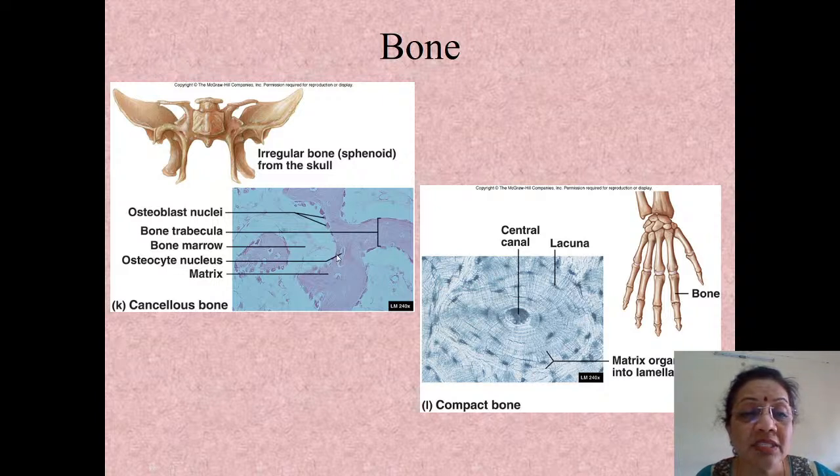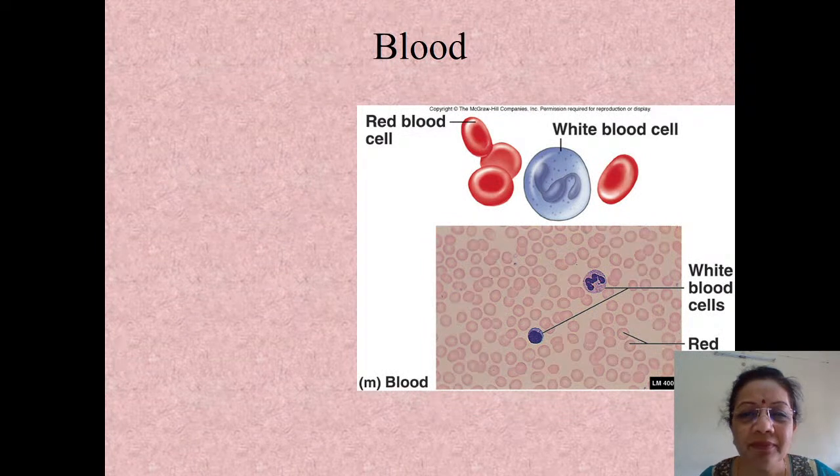Cancellous part of bone doesn't seem to have any kind of a system. There must be some vessel somewhere. It's not there in this particular slide, but there must be access to some blood vessel somewhere. We will look at that later. You concentrate on compact bone because that's the majority bone that you have.